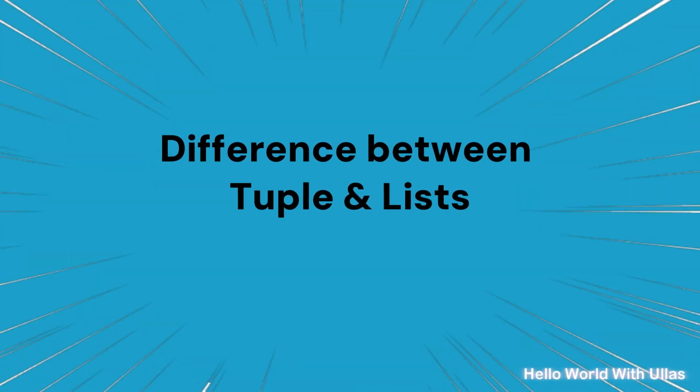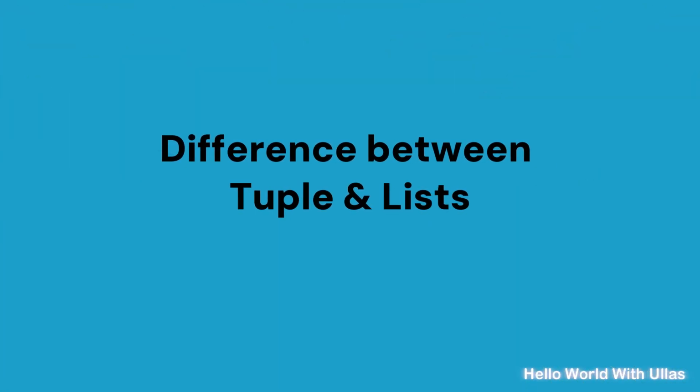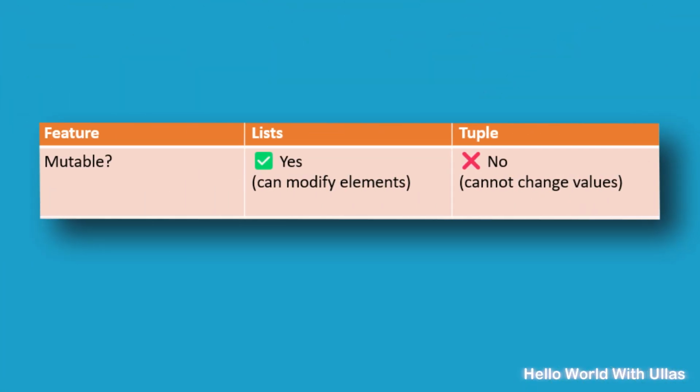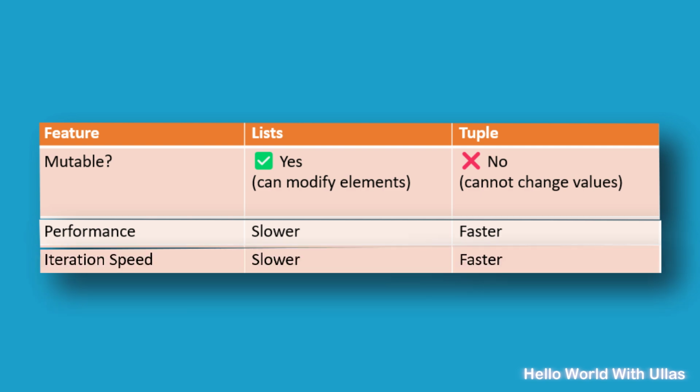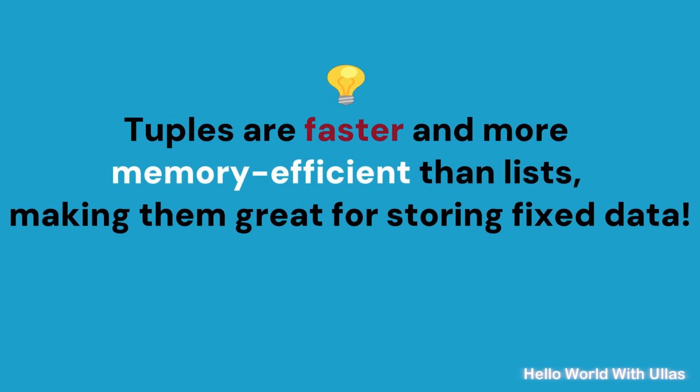What is the difference between tuples and lists? Lists are mutable, meaning we can modify the elements. Tuples are not, we cannot change the values. The performance of lists is slower, performance of tuples is faster. The iteration speed of lists is slower and the iteration speed of tuples is faster. So tuples are faster and more memory efficient than lists, making them great for storing fixed data.